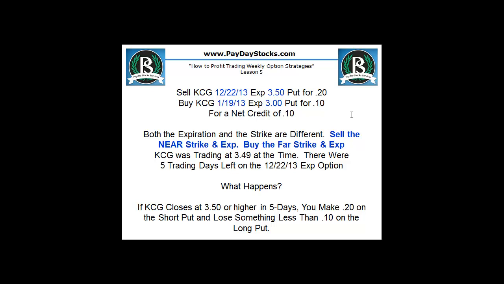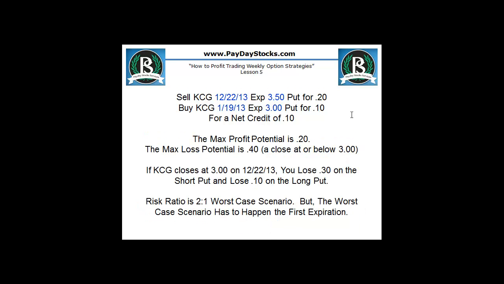Now, the max profit potential with the first entry is 20 cents. So that's assuming that you make the entire 20 cents off of the short expiration and that you don't lose anything from the long expiration. So if you were to exit both legs, the max profit potential is 20 cents and you're done. Now the max loss potential is 40 cents. So even though we're creating a credit in this, there is a chance that the loss can be bigger than your max profit potential on that first entry.